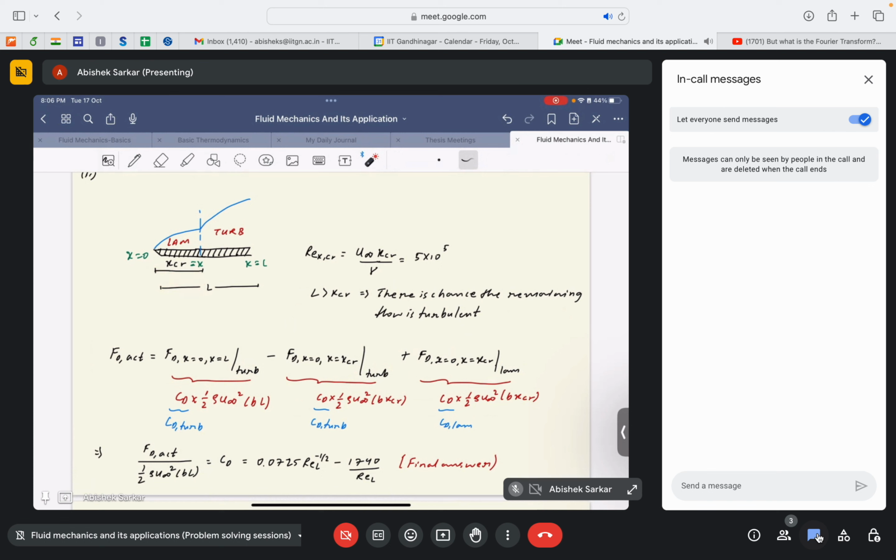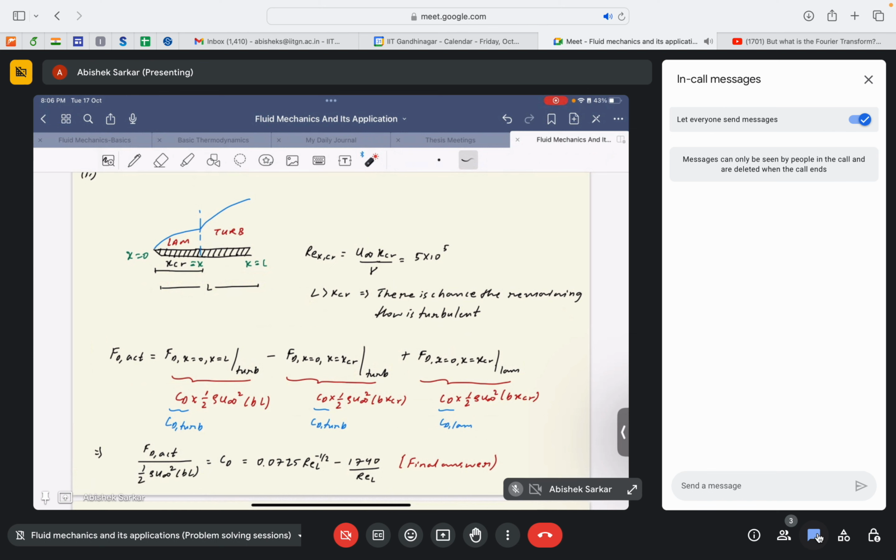And from x_cr to L, the flow is turbulent. So you need to apply the von Karman solutions. Because Blasius didn't give us the solution for turbulent boundary layers. That's why in that case we apply the von Karman solutions. Because it never mentioned whether it is valid for laminar or turbulent boundary layers.